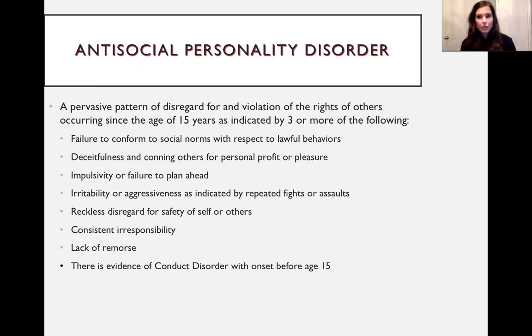And then there's antisocial personality disorder, which was covered in our conduct disorder and impulse control disorders chapter. But basically, this is going to be your classic person, murderer, rapist, someone who does not care about hurting other people. They don't care to conform to social norms with respect to lawful behavior. They're deceitful, they're impulsive, they're aggressive, and they do not care about the safety of others. And there's a lack of remorse. And of course, there's evidence of conduct disorder with onset before age 18.